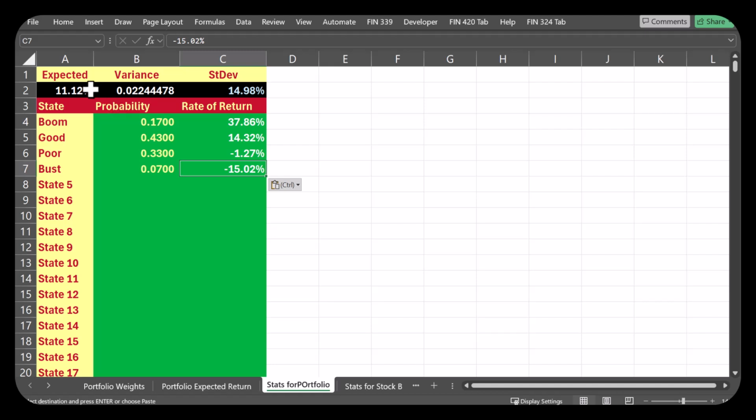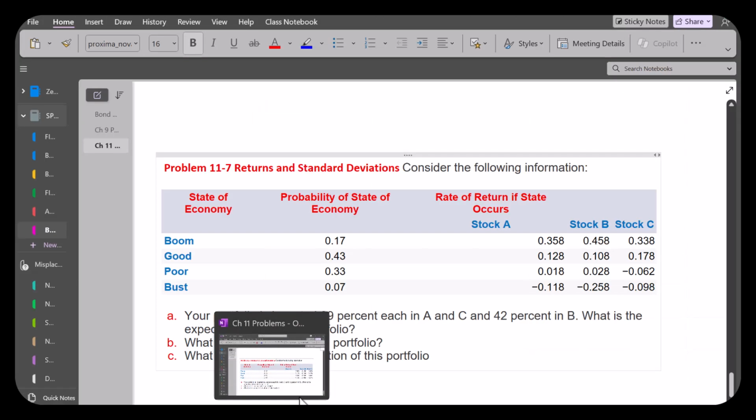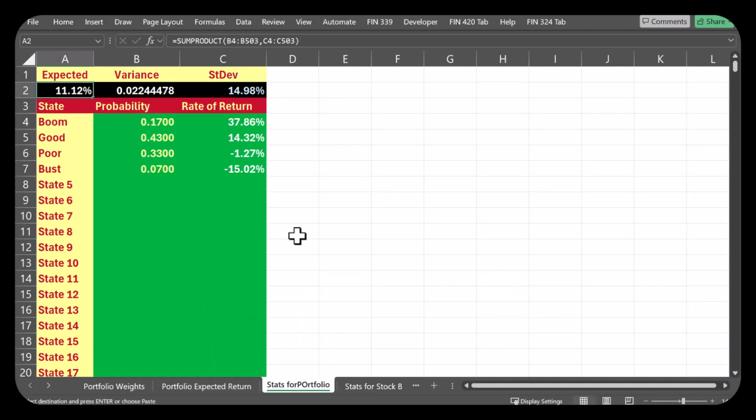Now we can read off whatever we need. 11.12% is the expected value. That's for part A. For part B, that's the variance. Remember, the units of variance are squared, so it's not easy to interpret, but the units of standard deviation are the same as the units of the expected value. As for part C, the standard deviation is 14.98.